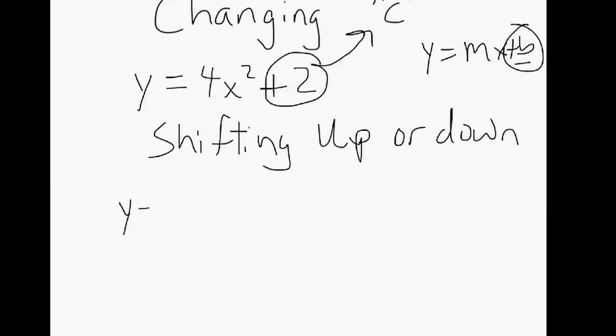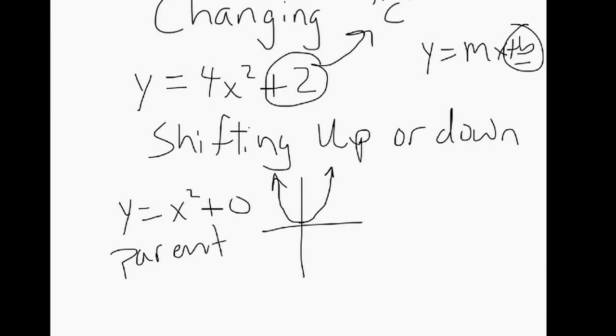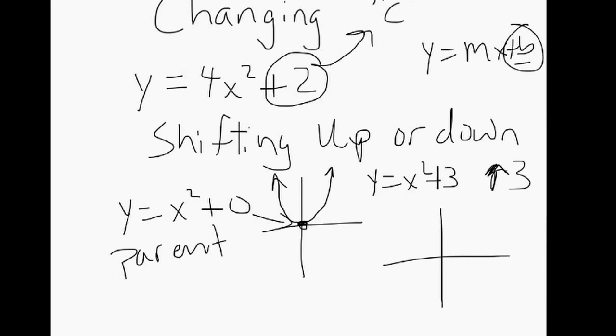So if y equals x squared plus 0 is the normal or parent quadratic, it sits down here at 0. If I do y equals x squared plus 3, this shifts it up 3 units. So instead of sitting here at 0, it's going to sit up 1, 2, 3. It's going to sit up here like this. It's still going to be the same width because it's still 1x squared, but it's going to shift up.